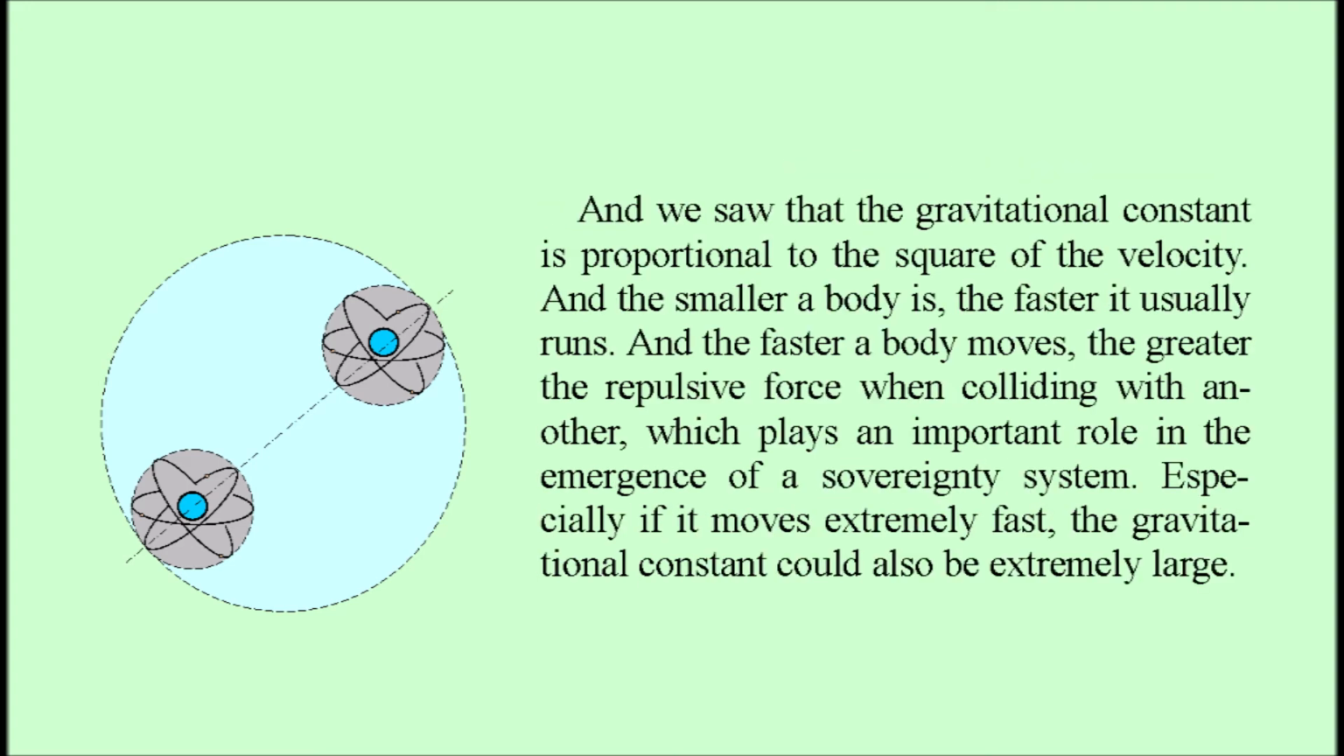And we saw that the gravitational constant is proportional to the square of the velocity. And the smaller a body is, the faster it usually runs. And the faster a body moves, the greater the repulsive force when colliding with another, which plays an important role in the emergence of a sovereignty system. Especially if it moves extremely fast, the gravitational constant could also be extremely large.